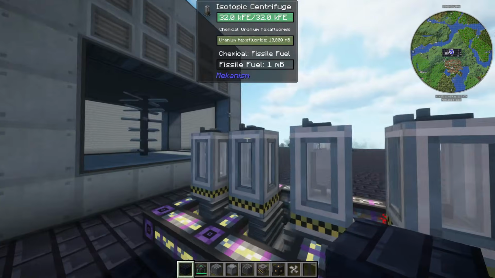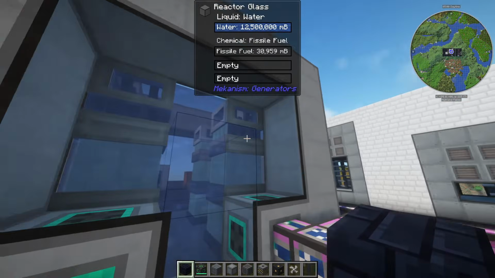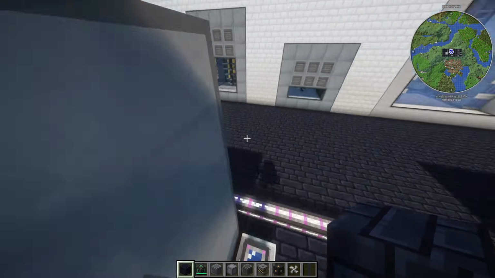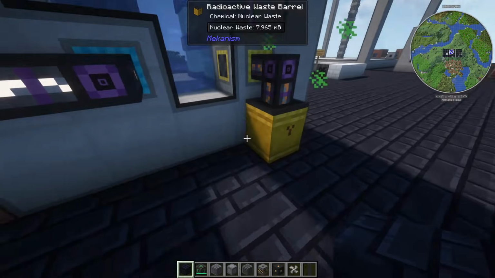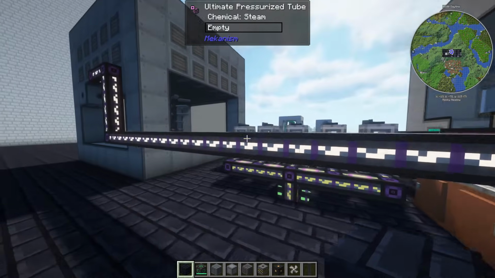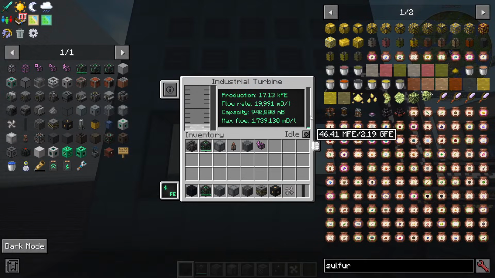Okay, so I've added a few more isotopic centrifuges here. So we have 5 in total. And as you can see, the fissile fuel is actually going up now instead of down, which means that it's going to continue to create power forever now. And the nuclear waste is going inside of this bucket, and the steam is going through this pipe and into the turbine. As you can see right here, we've made 44 million FE.